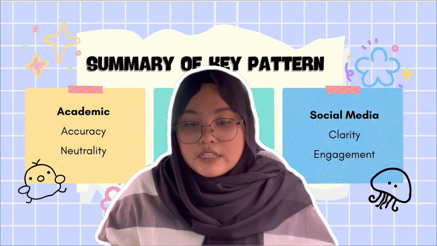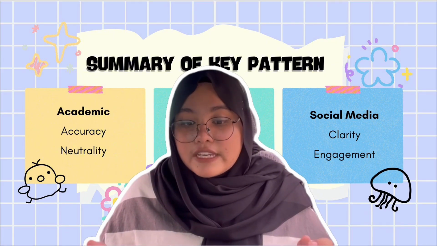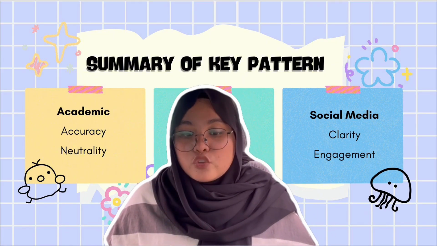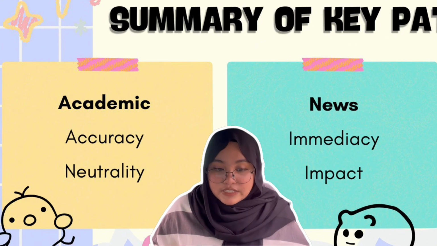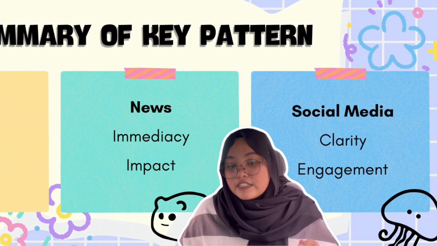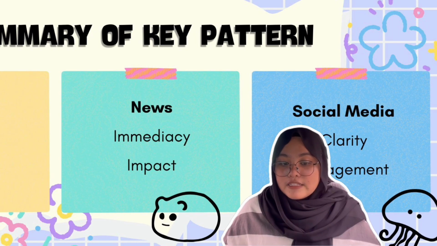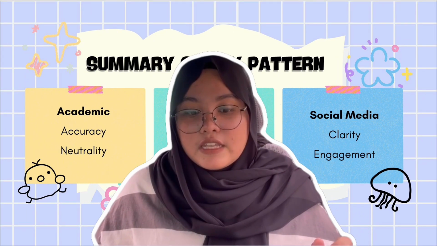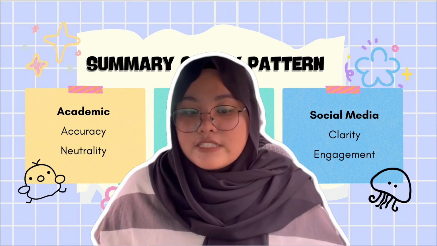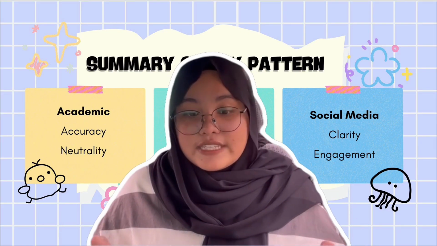To summarize the key patterns and communicative values, the findings show that grammar is not used uniformly across texts, but strategically adapted to meet discourse expectations. Academic writing prioritizes precision and neutrality. Social media discourse prioritizes clarity and engagement, and news reporting balances immediacy with factual credibility. These differences highlight how morphosyntactic choice functions as a tool for achieving specific communication goals with different discourse communities.